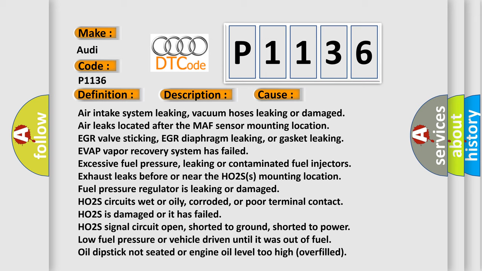This diagnostic error occurs most often in these cases: air intake system leaking, vacuum hoses leaking or damaged, air leaks located after the MAF sensor mounting location, EGR valve sticking, EGR diaphragm leaking, or gasket leaking. A vapor recovery system has failed, excessive fuel pressure leaking or contaminated fuel injectors, exhaust leaks before or near the HO2S's mounting location, fuel pressure regulator is leaking or damaged, HO2S circuits wet or oily, corroded, or poor terminal contact, HO2S is damaged or has failed, HO2S signal circuit open, shorted to ground, shorted to power, low fuel pressure or vehicle driven until it was out of fuel, oil dipstick not seated or engine oil level too high, overfilled.